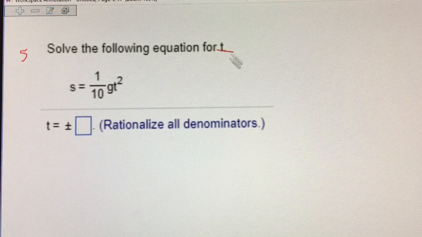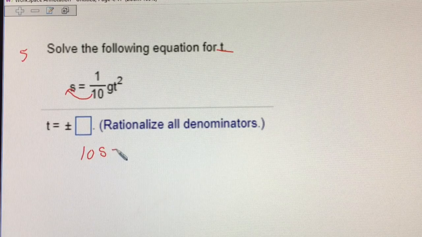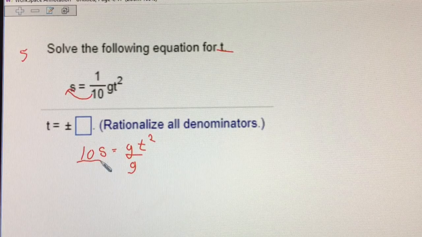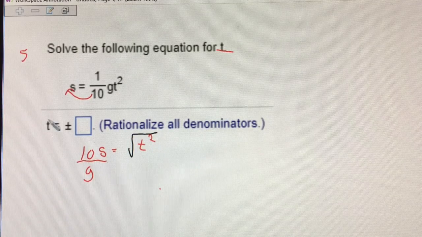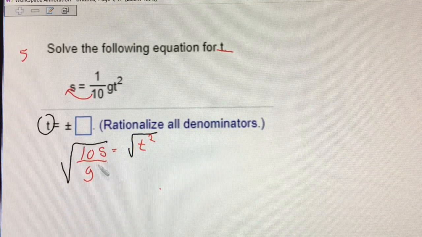Solve this for t. So the first thing I want to do is multiply the 10 to both sides. So that's going to give me 10s equals gt squared. Then I'm going to divide both sides by g. And when I do that, that's going to give me t squared equals that. So now the opposite of squaring is square root. The square root of t squared equals just t. And then that's going to give me the square root of 10s over g.